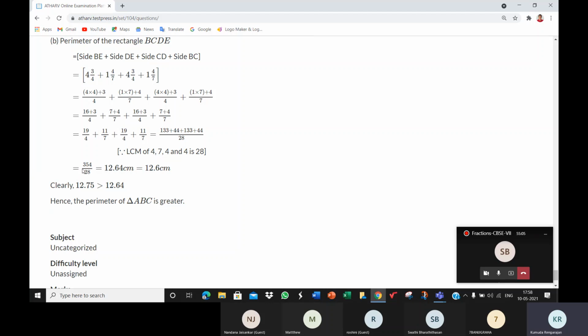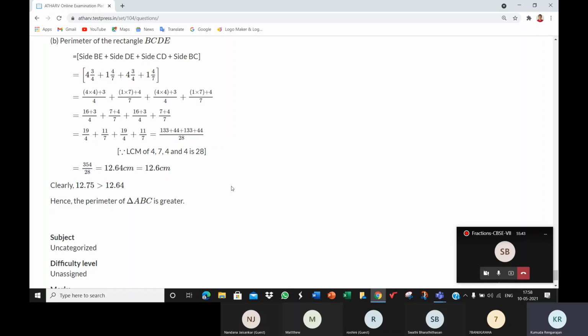2 and 7. See, now when we simplified 354 by 28, we got 177. When you divide 354 by 2, you'll get 177. And when you divide 28 by 2, you get 14. 177 by 14. Now, how do we make out that 177 by 14 cannot be simplified further? Take the smaller number, 14. 14 happens in the tables of 2 and 7. Only prime numbers you should take. So just check if the numerator 177 is divisible by 2.